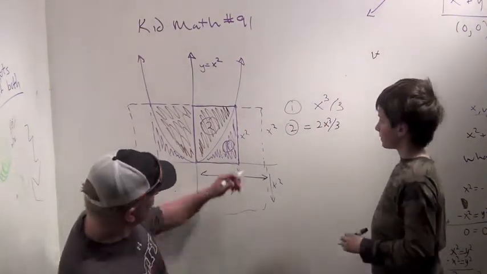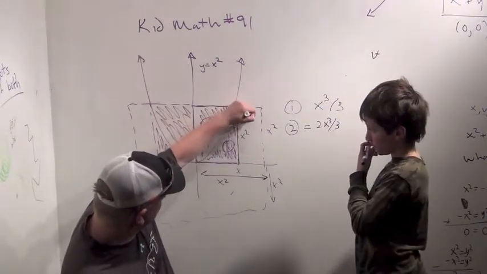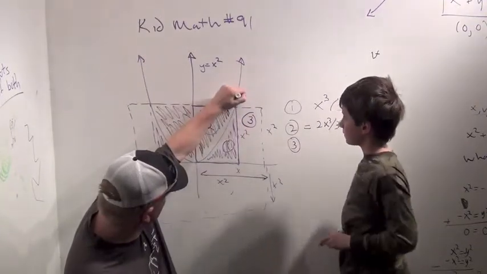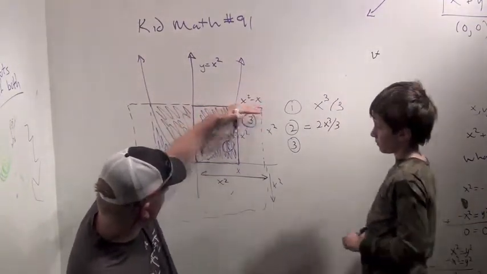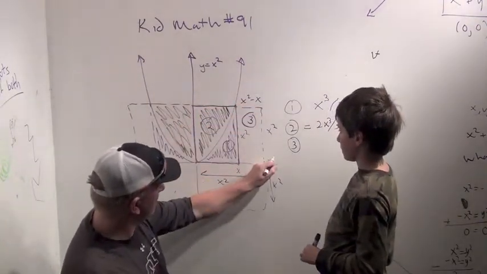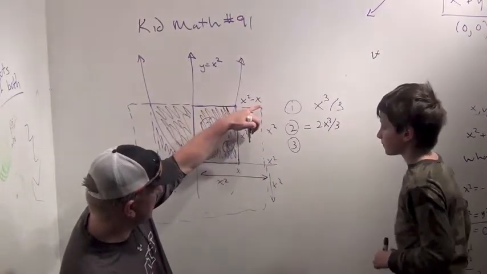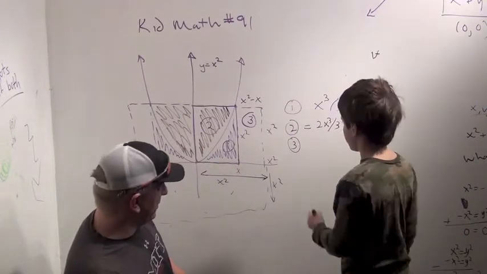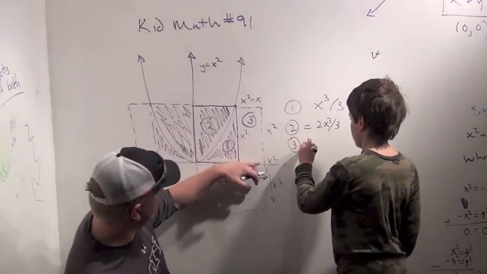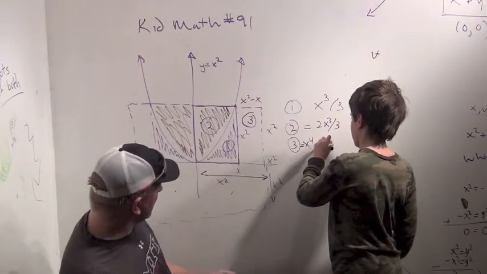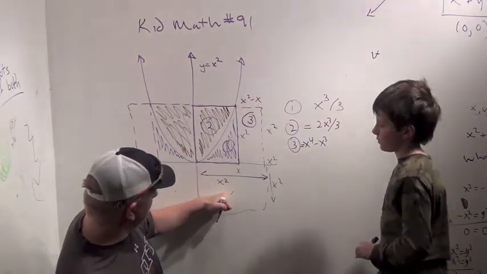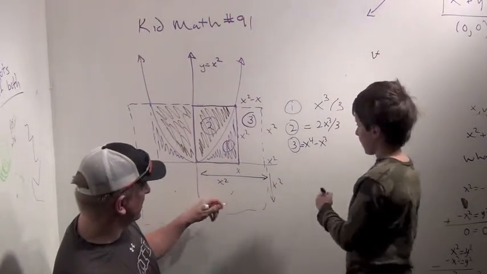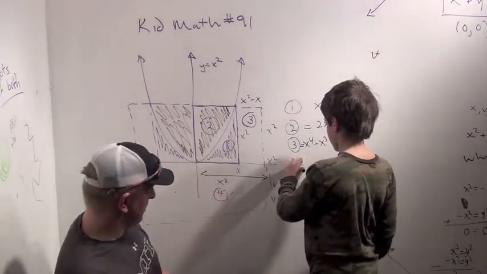This area here, which I'm going to call 3, is a rectangle that's x squared minus x wide. It starts at x and goes out to x squared, and it's x squared tall, so its area is x to the 4th minus x cubed. The length times the width. And down here I have a square that's x squared by x squared, so its area is x to the 4th.